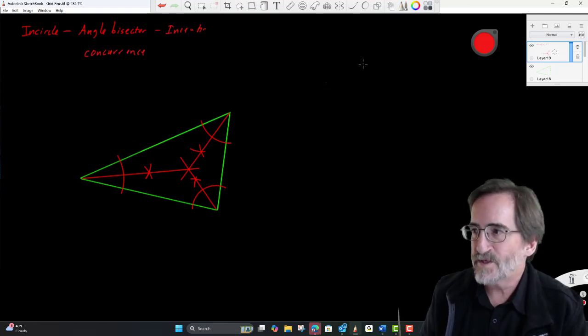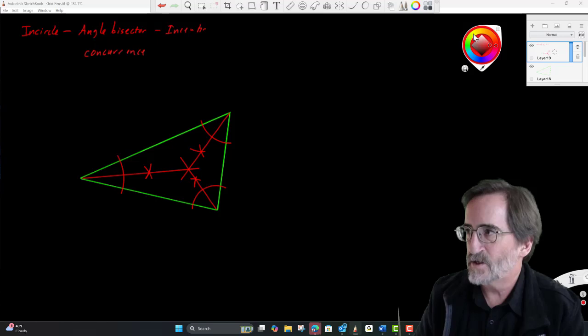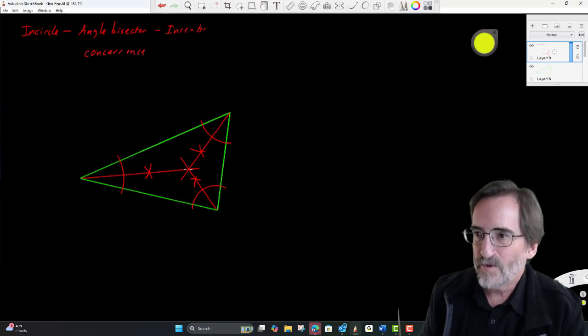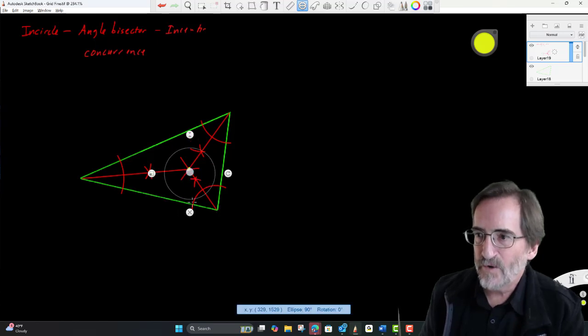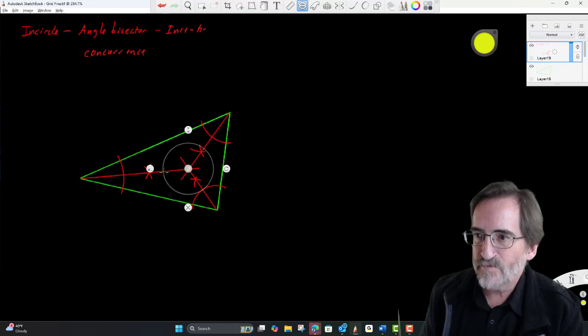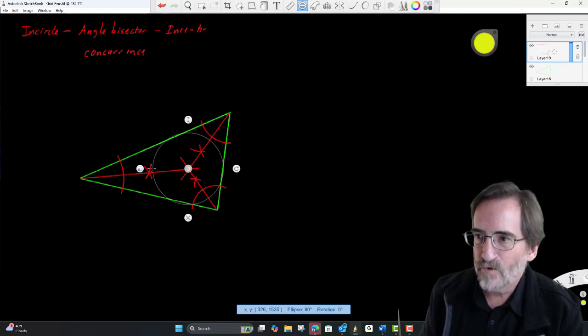All right. So now we need one more step. We've got the center of the incircle. I'm going to change colors here. We've got the incenter. Now we need to get one point on the circle. So we need a point that is closest on one of the sides. It doesn't matter which side. So now I'm going to construct the perpendicular line from this point through the hypotenuse here.